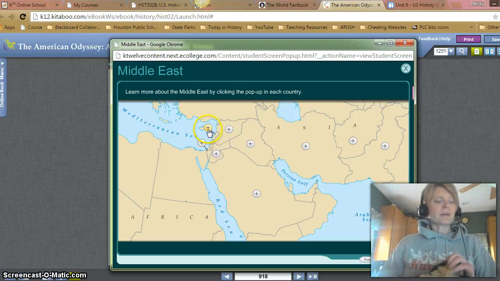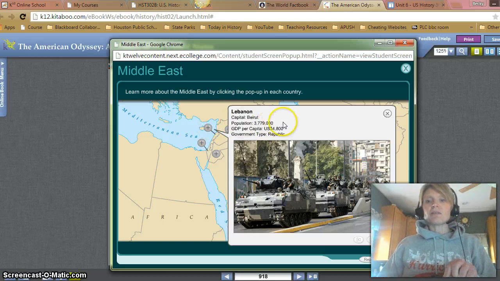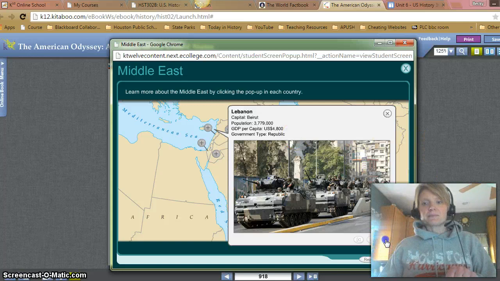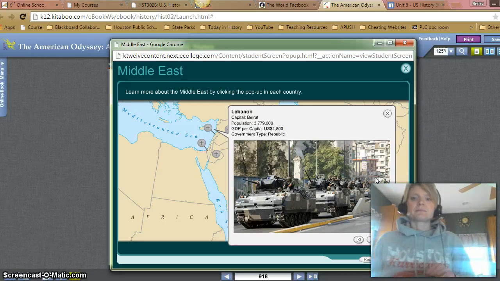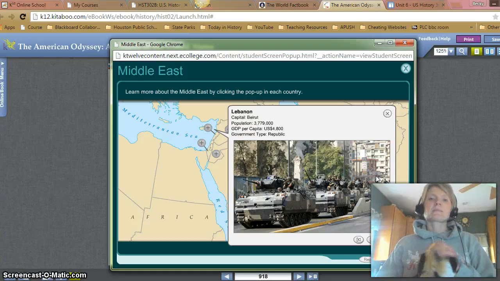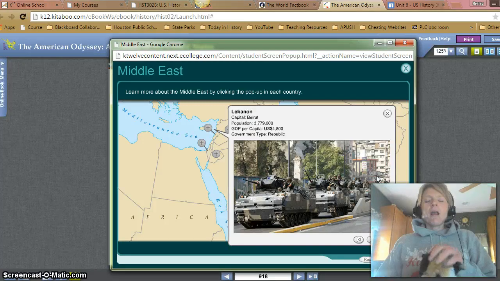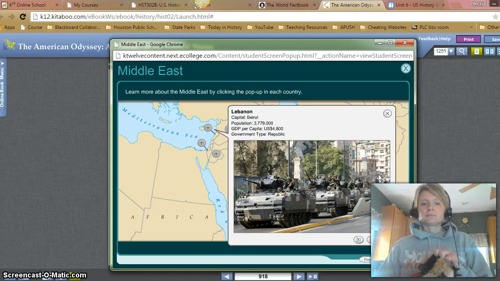Let's start here with Lebanon. Capital is Beirut. Population about 4 million. Government type is a republic. The United States has had close ties with Lebanon over time, helping to preserve its independence and sovereignty. Along with the international community, the United States supports the United Nations efforts to maintain peace in Lebanon and provides assistance for the development of Lebanon's free market economy and for its security. The United States believes that Lebanon can be an important partner in working toward peace in the Middle East.